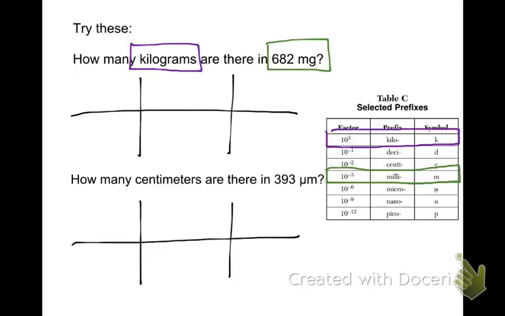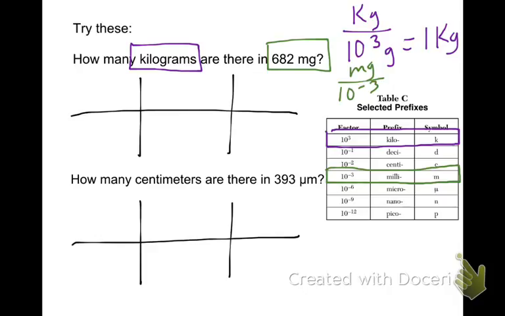So for kilo, it is 10 to the third grams equals 1 kilogram. And for milligrams, it's 10 to the negative third grams equals 1 milligram. So, continuing on with what we're doing, let's write our given in the upper left. So we have 682 milligrams.